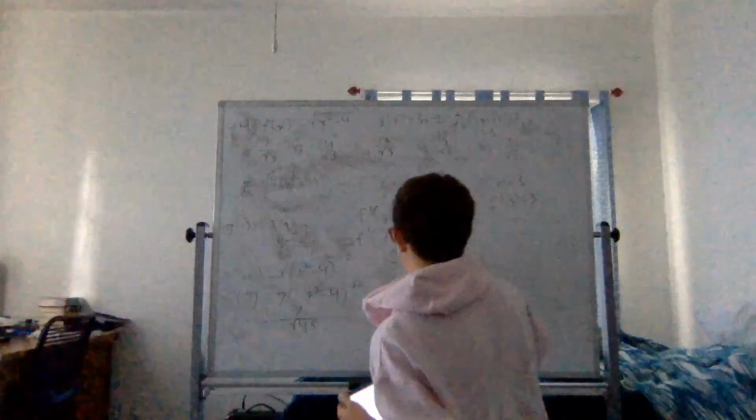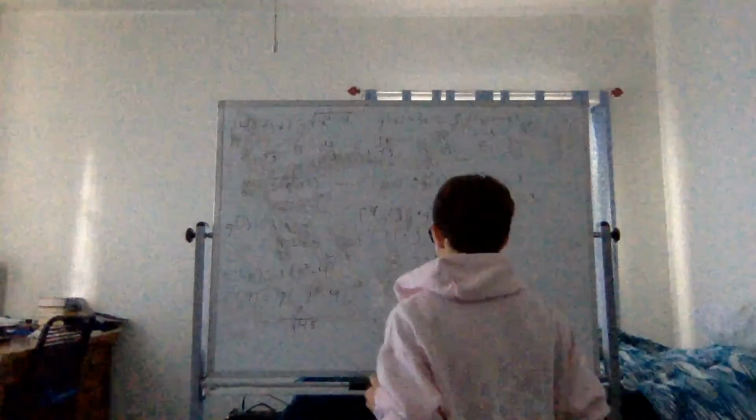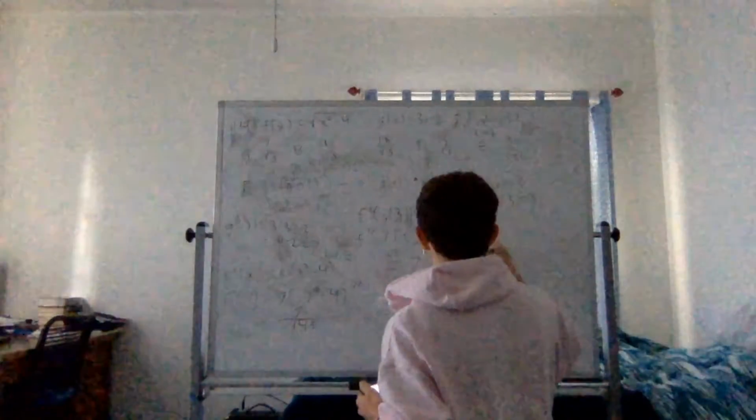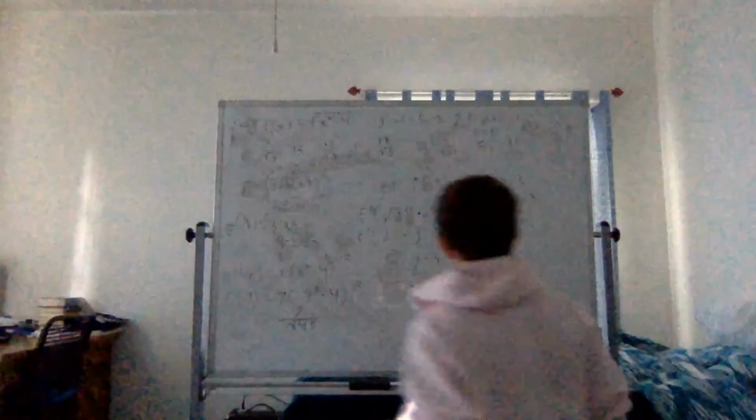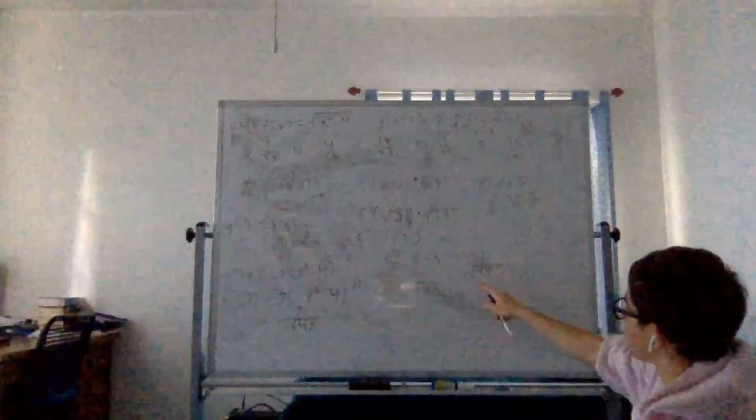So then we get it's equal to 7 times 3 over rad 45, right? So that's equal to 21 over rad 45, right? But we can simplify this radical, right?